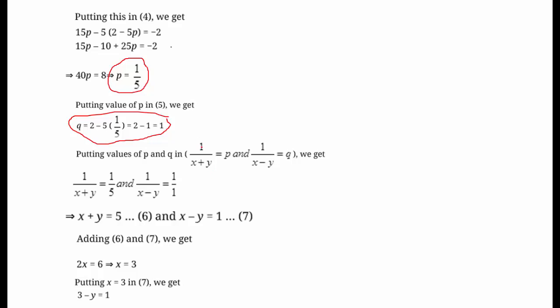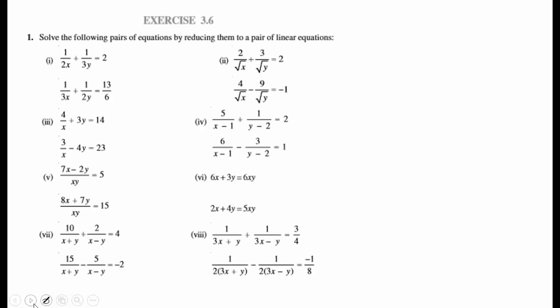Again, put the values: 1 by x plus y, that is p, is 1 by 5, and 1 by x minus y, that is q, is 1 by 1. From this you will get equation numbers 6 and 7 in two variables x and y. Now solving these two equations by either method, you will get the values of x and y. This is your first question of exercise 3.6 and this is your homework.